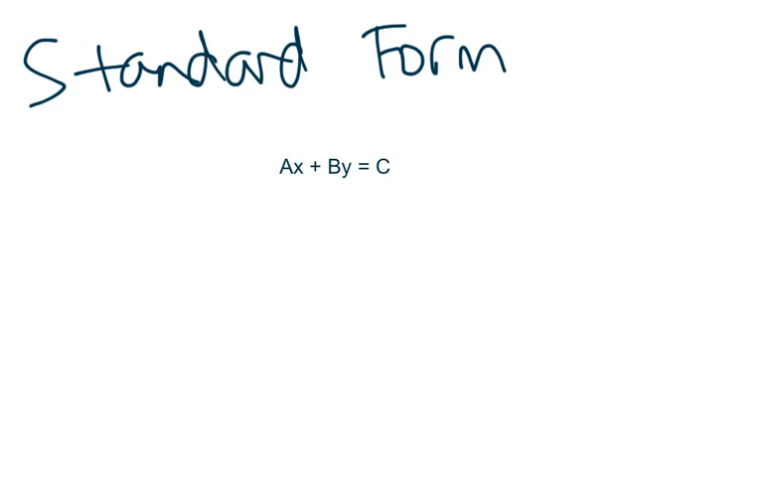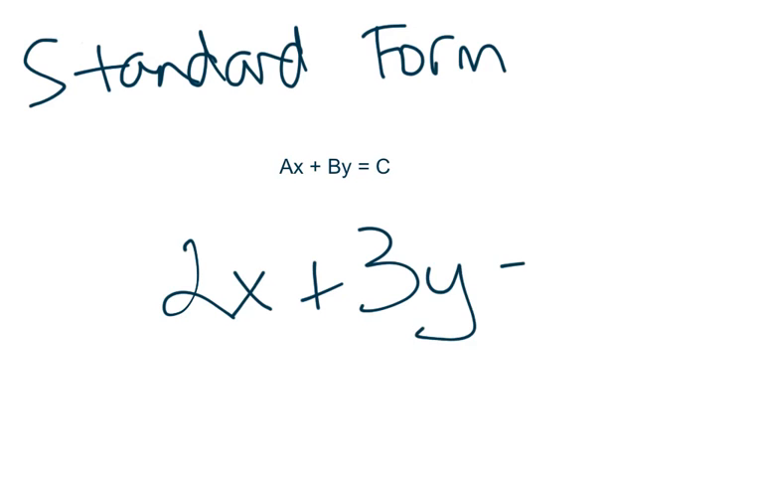Now you can take the standard form and convert it to y equals mx plus b form, or slope-intercept form, and then graph it, or you can graph it the way I'm going to show you, which is using the intercepts. So let's just look at an example first. Like 2x plus 3y equals 12. That would be an example of standard form.